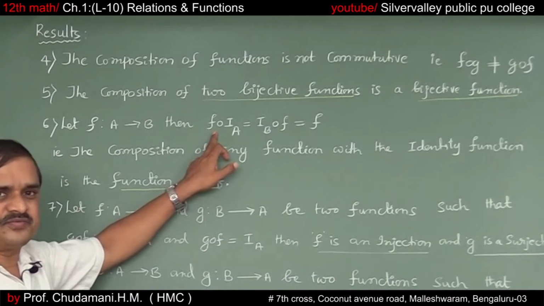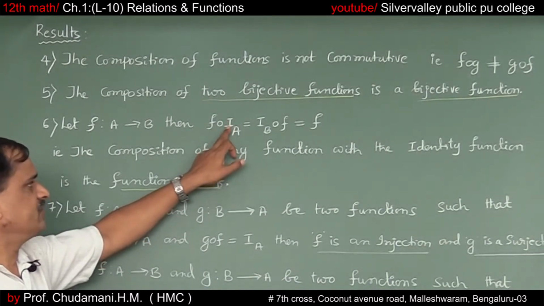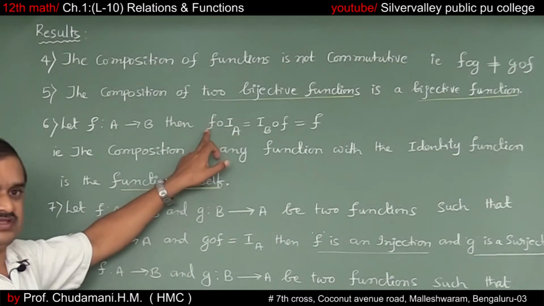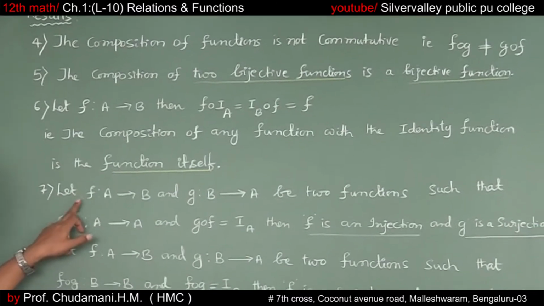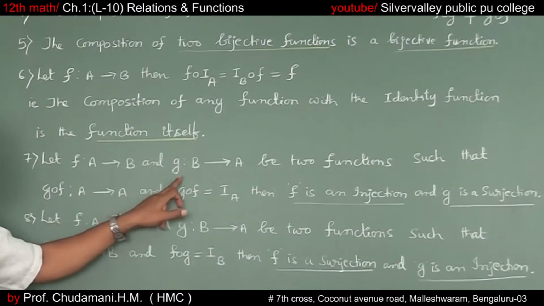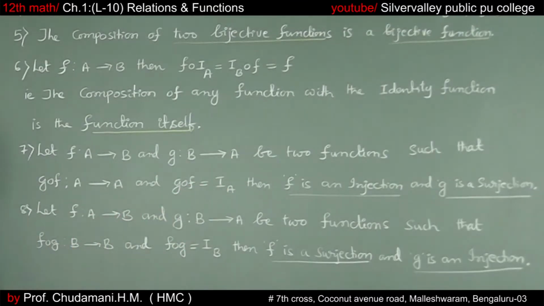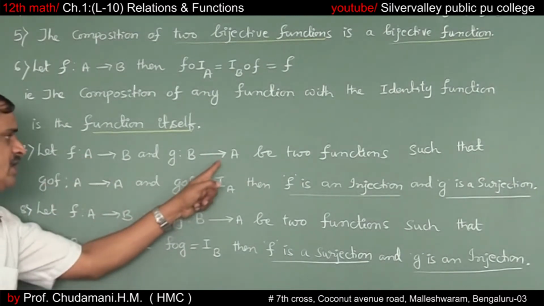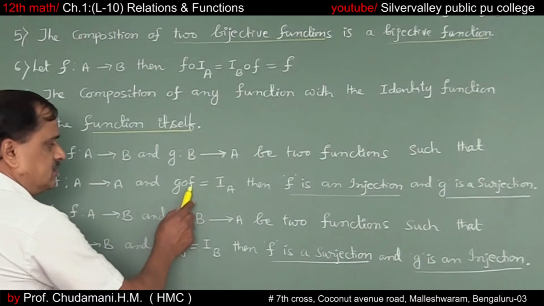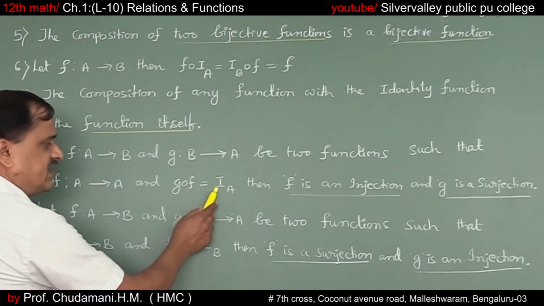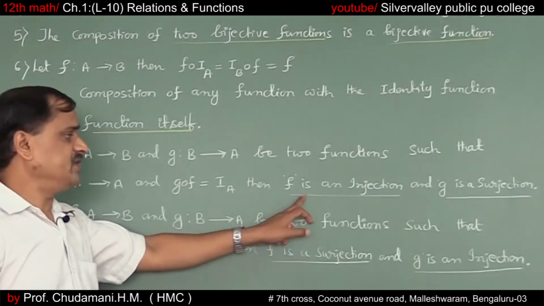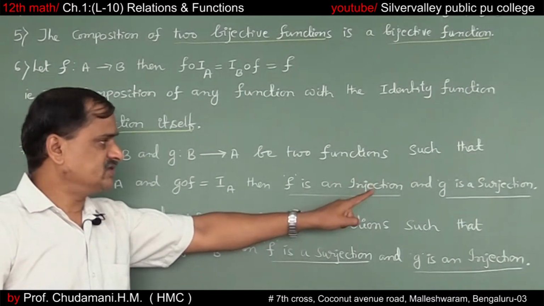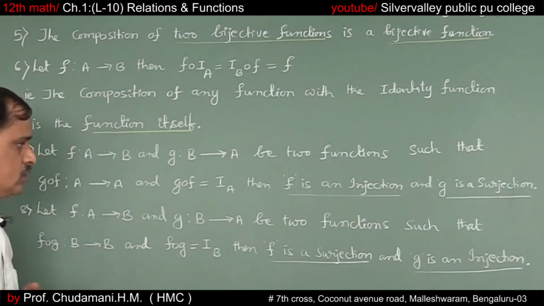If I take g instead of f, composition of identity function on the set A with g means it is g only. Okay. So then seventh one, let f from A to B and g from B to A be two functions such that composition of g and f is from A to A, and composition of g and f is identity function on the set A, then f is injective one-one, whereas g is surjective onto.